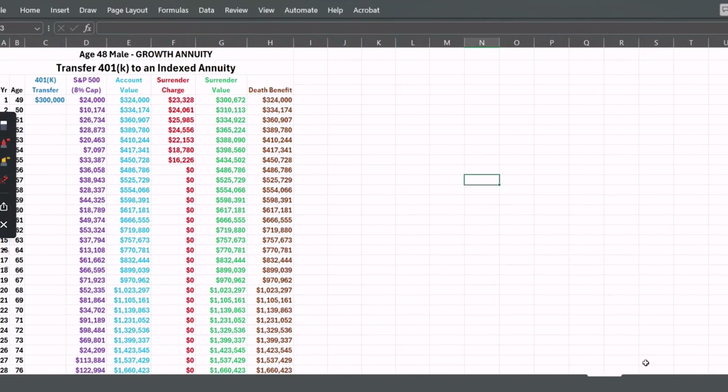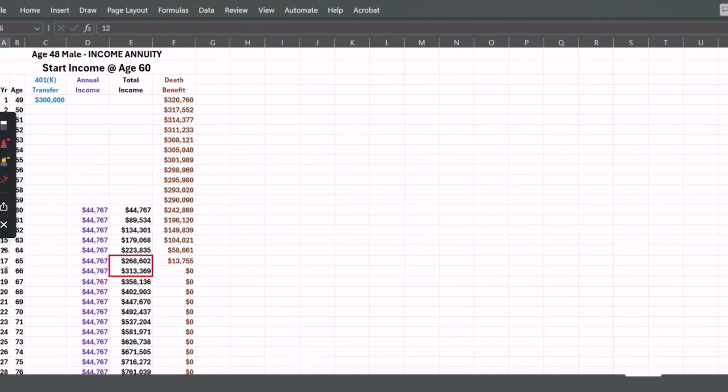Let's look at the income annuity. And this is starting income at 60 years old. So he transfers 300K, doesn't look at the balance because he doesn't care about it. But at 60, it guarantees him about $45,000 per year forever.